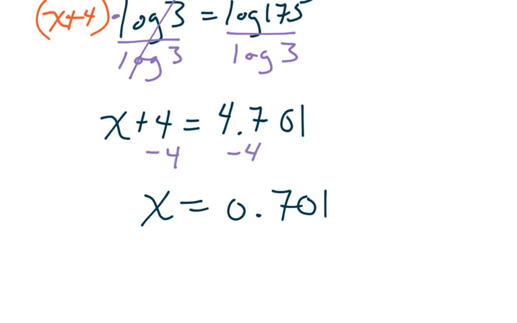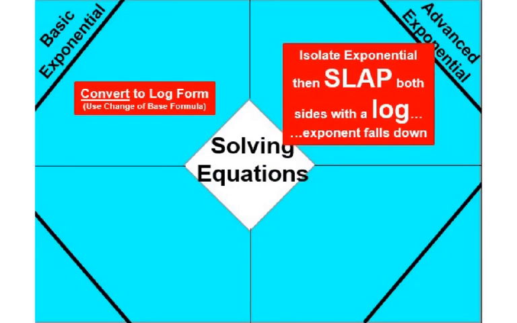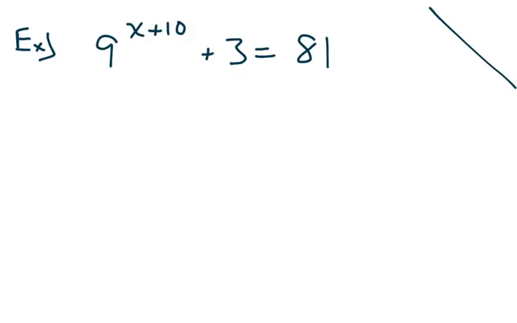So when you have a more advanced exponential equation, where x is in the exponent surrounded by other numbers, you first want to isolate that exponential part, but then you're going to slap both sides with a log, and the exponent comes tumbling down. Now, Mr. Naylor's not making this stuff up. It works every time. So what if we had 9 to the x plus 10, plus 3 equals 81?